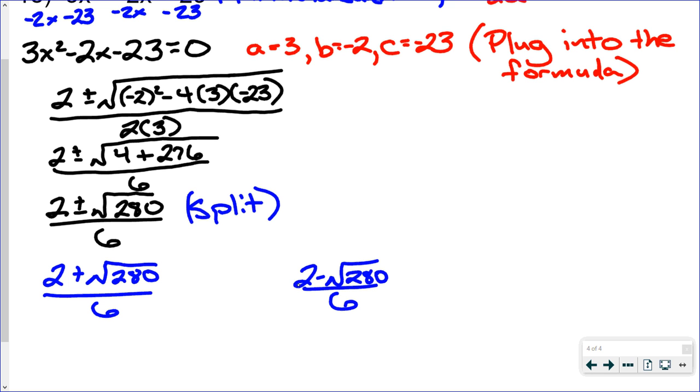And so what you want to do is do this whole thing in your calculator and then round the answer. So don't do the square root and round it and then do the rest of this. You want to do 2 plus the square root of 280, then hit equals in your calculator, and then divide that sum by 6. And then you want to round that answer. And so the first answer I get is 3.122, and this one comes out to -2.456.